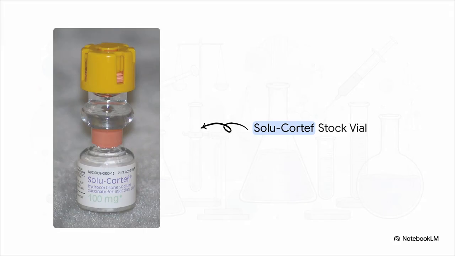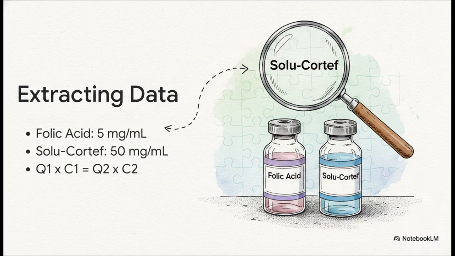Here's another everyday example for you, a solu-cortef vial. The label clearly says there are 100 milligrams in a 2 milliliter volume. Just like the folic acid, this concentrated hydrocortisone stock has to be incredibly carefully measured and diluted to hit the exact, usually much lower, concentration ordered by a doctor. So the takeaway here is that reading these labels literally hands us the puzzle pieces we need. You extract the exact milligrams per milliliter right off the glass. Folic acid is 5 milligrams per milliliter. Solu-cortef simplifies to 50 milligrams per milliliter.